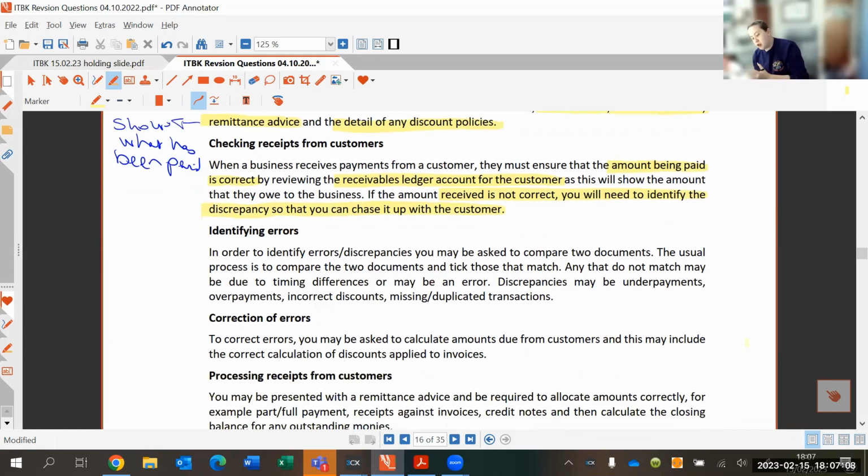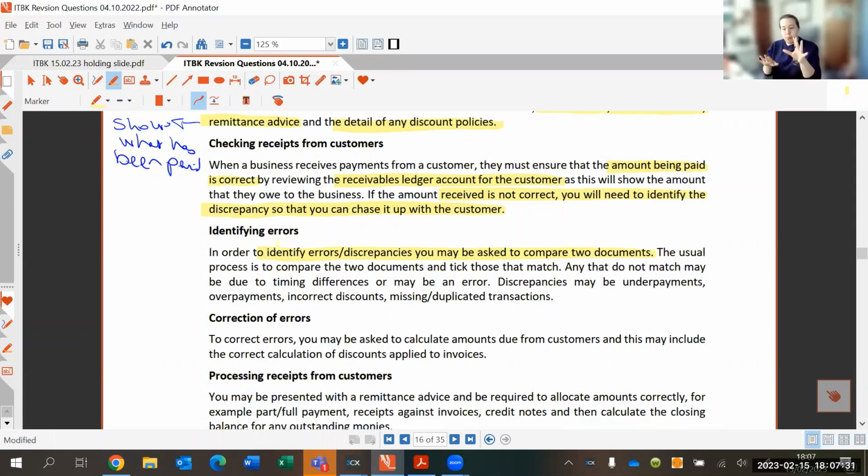The other thing that we might have to do with identifying errors is compare two documents. You might be given your receivables, your customer's account, for example, and a remittance advice, and you've got to compare the two to work out what's missing on a particular payment, or maybe they've paid an invoice and they've not got a credit note or something like that.